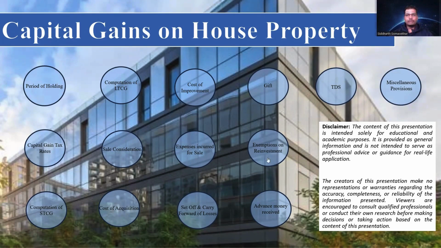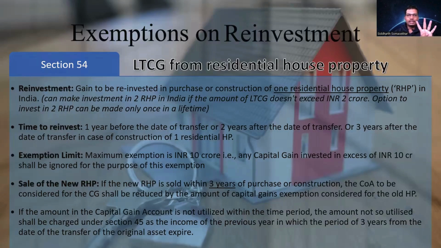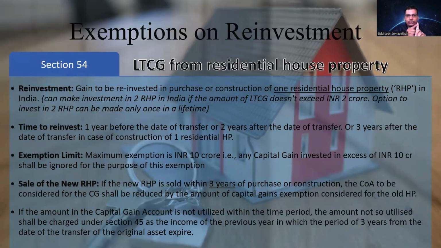Now let's talk about exemptions on reinvestment, one of the important topics in capital gains on house property. Exemptions on reinvestment has four main sections relating to house property: Section 54, 54B, 54EC, and 54F. The basic funda of exemptions on reinvestment is that when you sell a capital asset, you get a gain. You reinvest that gain or the consideration into a new, specified capital asset. And if you reinvest that, then the capital gain that you got from the original asset would be exempted.